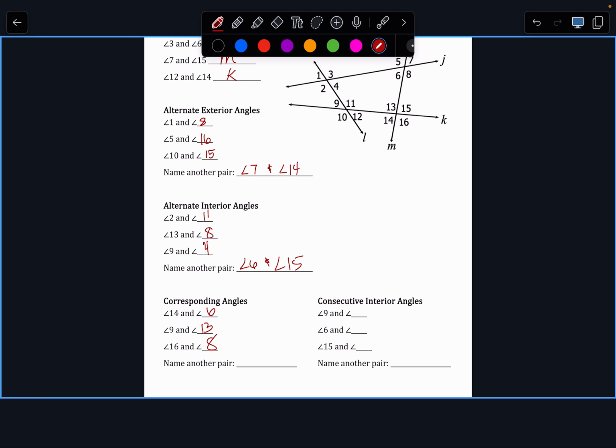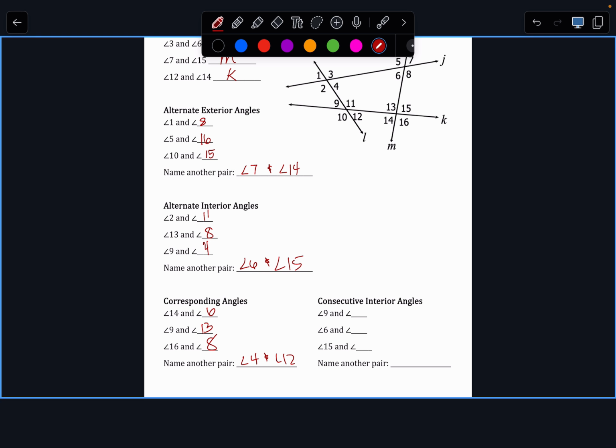Sam, what'd you write down? Angle 4 and angle 12. 311, I love that. Anyone listen to 311? Probably not because I'm old.